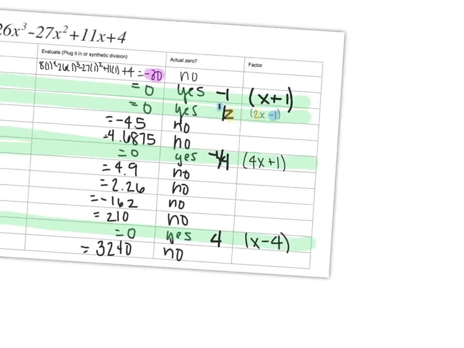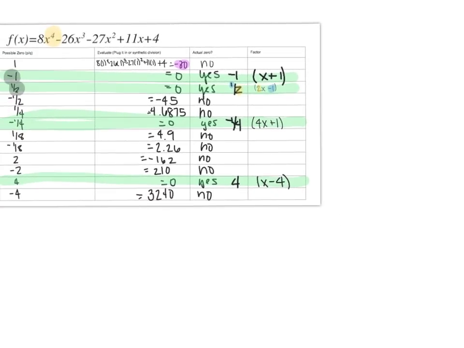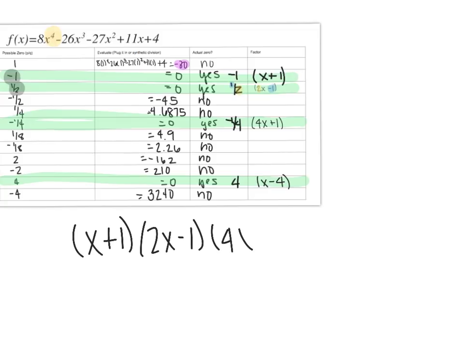So I have now factored this entire problem without actually factoring. It's kind of wonderful. So x plus 1 times 2x minus 1 times 4x plus 1 times x minus 4. If I were to multiply all of this back out, guess what I would get? 8x to the 4th minus 26x to the 3rd minus 27x squared plus 11x plus 4. And I promise you that it would work. Promise, promise, promise.